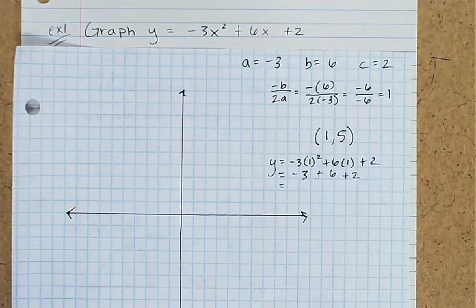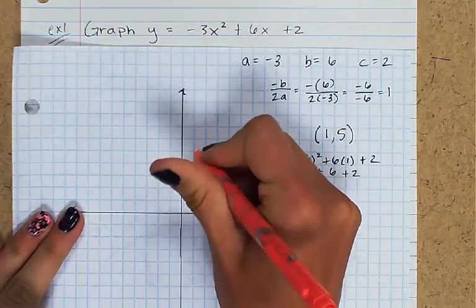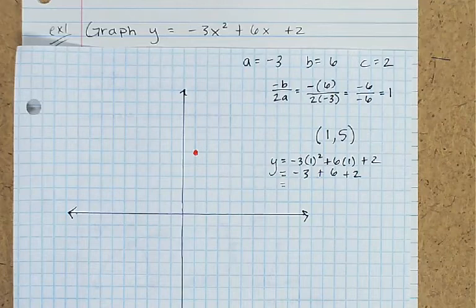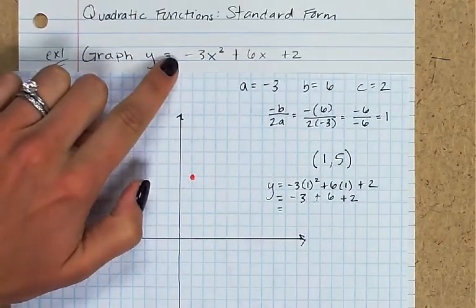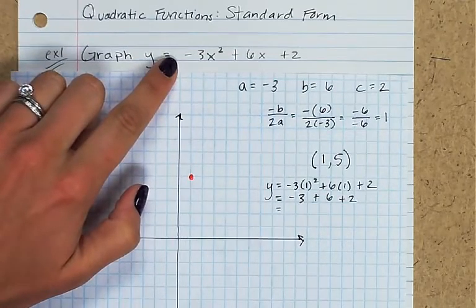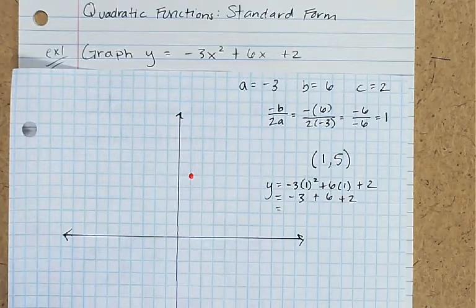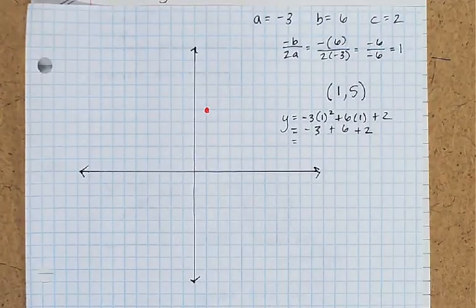So I'm going to graph that point really quick. So there's my vertex right there. Now, I know that this is going to be a maximum because the number in front of x squared is negative. So that means it's going to be a parabola that opens down. So from there, what Edgenuity wants you to do is go ahead and find the x-intercept and the y-intercept.